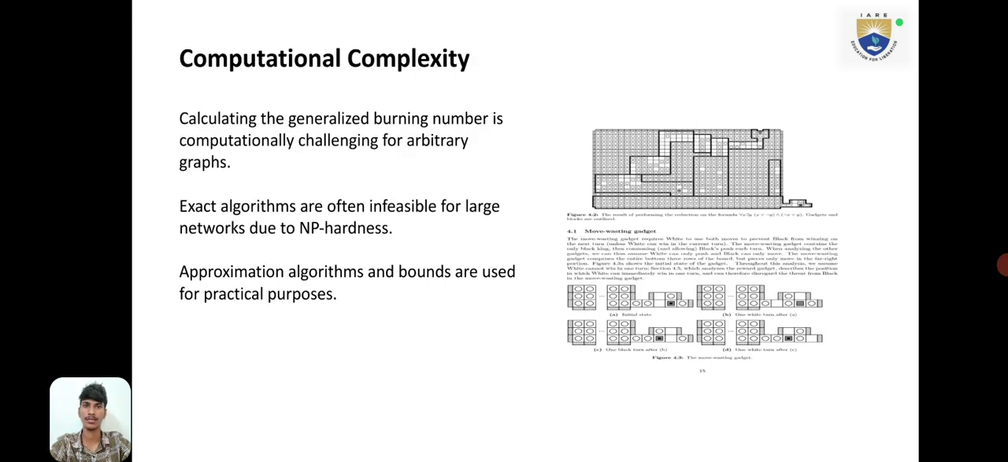Computational complexity. Calculating the generalized burning number is computationally challenging for arbitrary graphs. Exact algorithms are often infeasible for large networks due to NP-hardness. Approximation algorithms and bounds are used for practical purposes. Moving to the next slide.